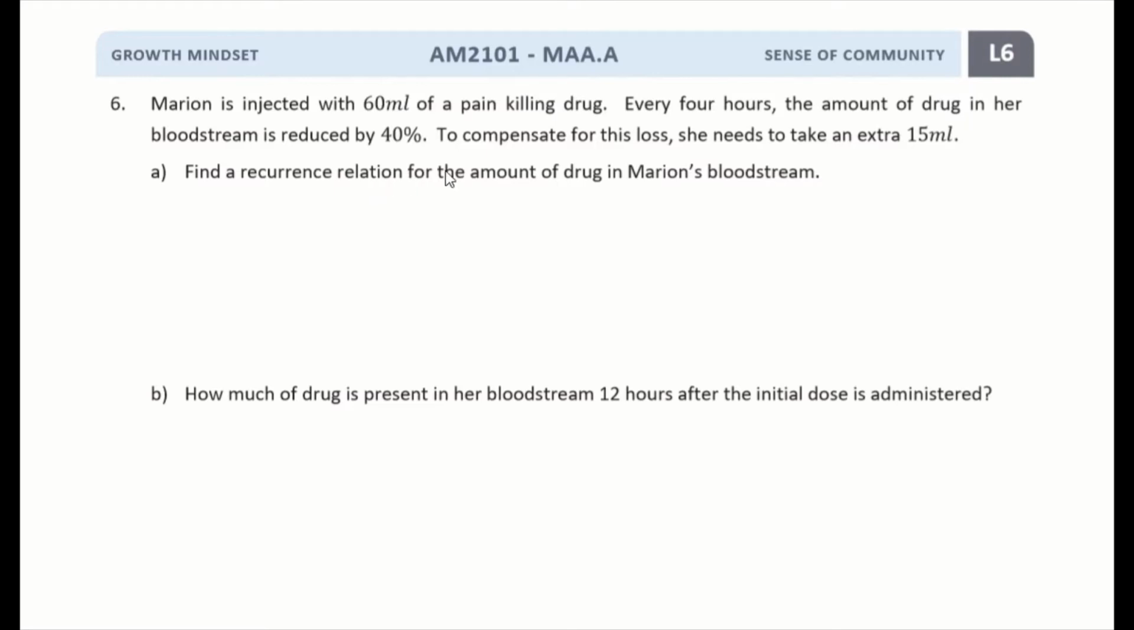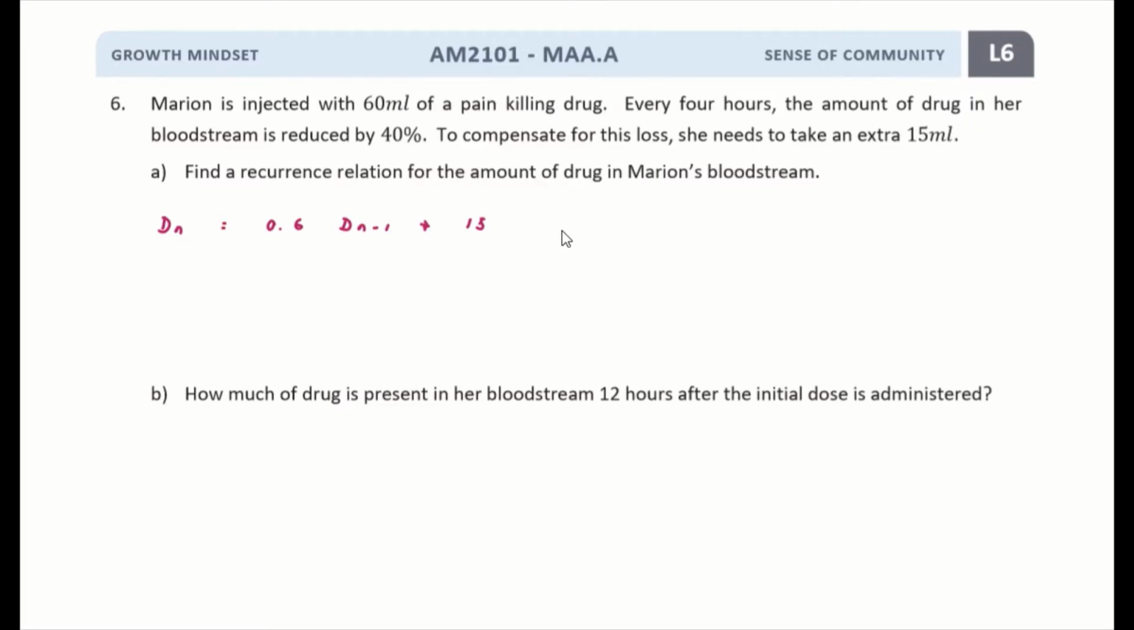Find a recurrence relation for the amount of drug in Marian's bloodstream. Okay, so let's try the first approach, which you guys always do. This is the pain-killing drug, so maybe we use D. So D_n will be equal to, since it is reduced by 40%, the amount remaining in the bloodstream is 60%, so 0.6 of the previous amount. Then after that she takes an extra 15 ml, so plus 15. I hope that you have no problem writing this.